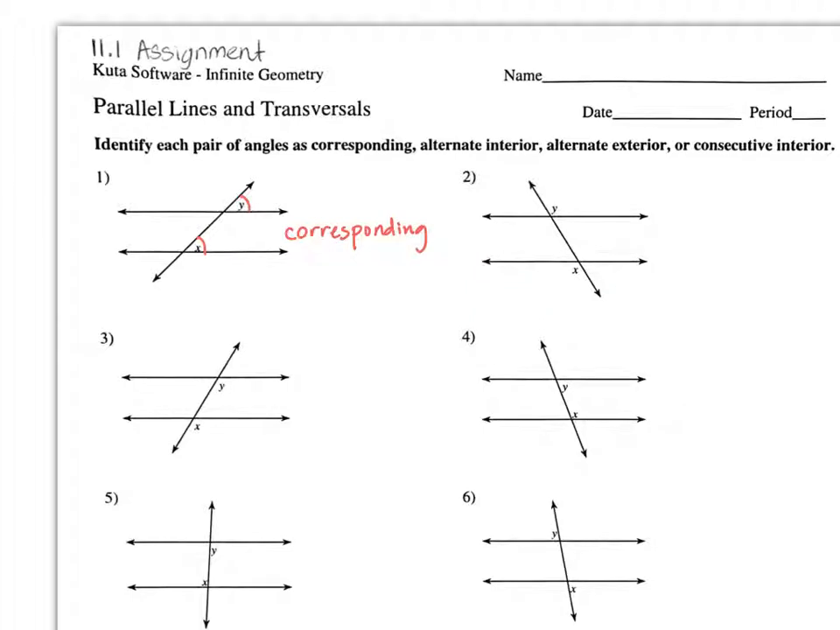Number 2, we have this angle and this one. What you might notice about both of those is that they are both exterior angles. This Y is outside the parallel lines and X is outside of the parallel lines. Also, Y is on the right side of my transversal, X is on the left side, so they're on opposite sides. So we call that alternate exterior. Number 1 and number 2 are both done. So this is all you need to do for number 1 through 10.